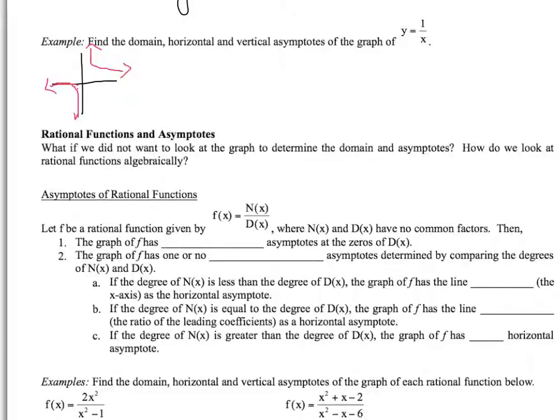Well, my domain, again, is all the x values which are defined except where the denominator would equal 0. In this case, my denominator is x. So to figure out the domain, you set your denominator equal to 0. If there's anything to solve, you would, but this is already in x equals form. So my domain is going to be everything but that. So for domain, I'm going to say it's all real numbers. However, x cannot equal 0.